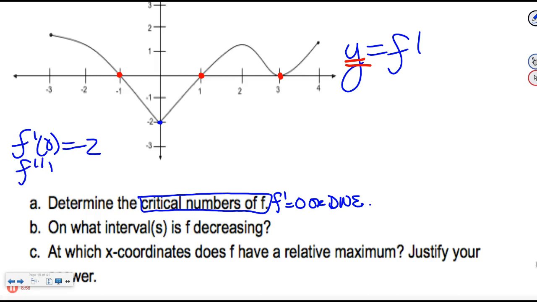It's f double prime that would not exist at 0, so be careful with that. So our answer to that one would be -1, 1, and 3. So let's say at x equal -1, 1, 3, done.